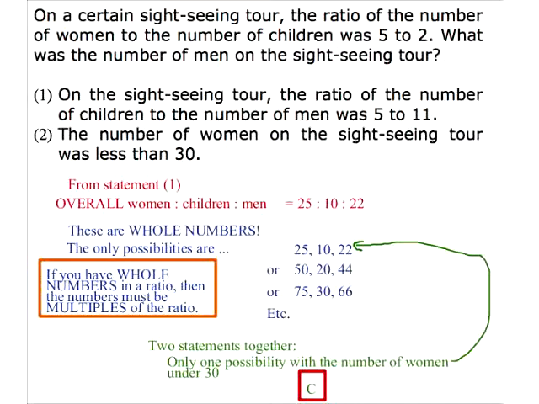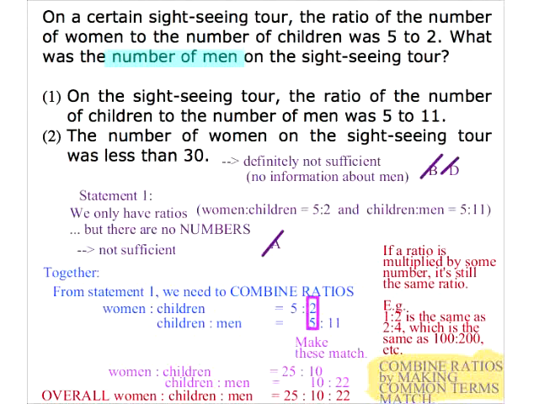Okay, how did we get 25 to 10 to 22? The point is that you are trying to make these the same value, because you can't combine these ratios until you actually have the same coefficient for children. You can multiply ratios by anything at all. So 5 to 2 is the same as 25 to 10. You just multiply it by 5. And then 5 to 11 is the same as 10 to 22 if you just double it. The point of doing that is that now both of these are 10, and we can just collapse that into a single ratio. So that's how you combine ratios. You multiply.